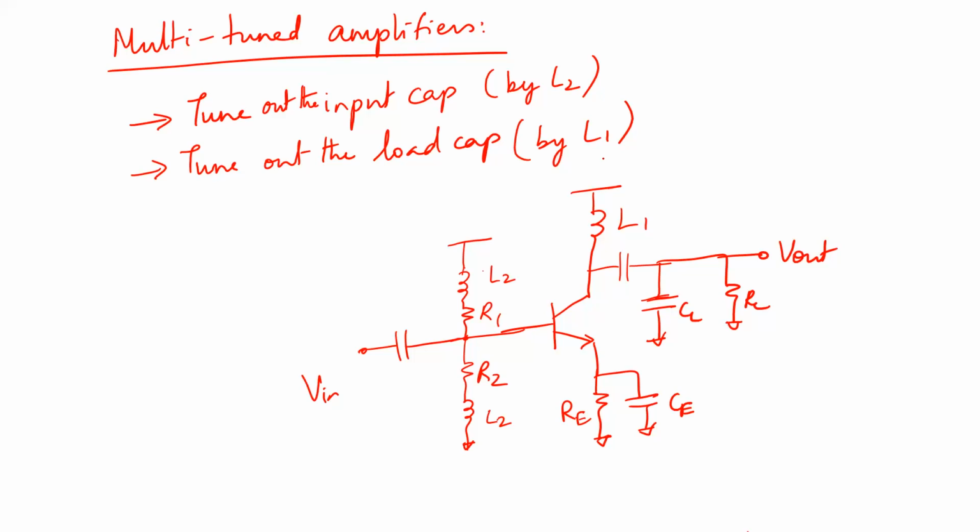Now, as we have already seen in the case of multi-stage amplifiers, what happens when you have multiple amplifiers with poles cascaded? The effective bandwidth reduces, correct? But that is for a low pass case. Now, what do you have?